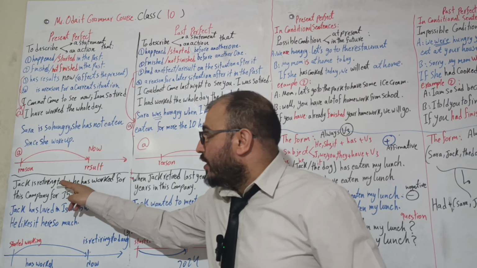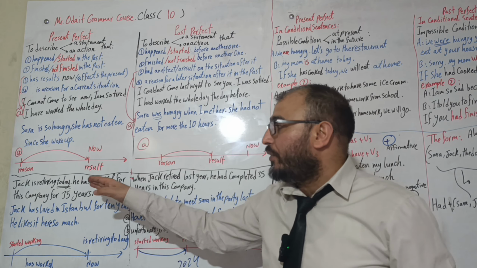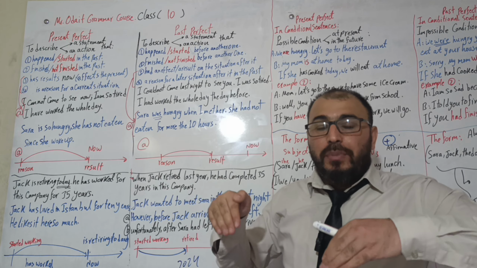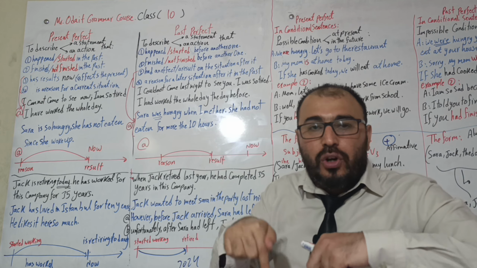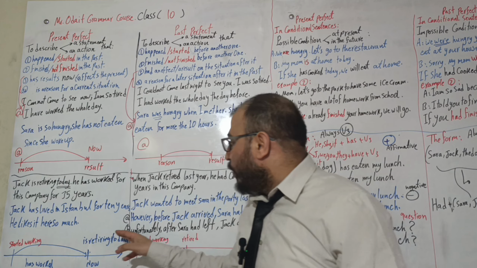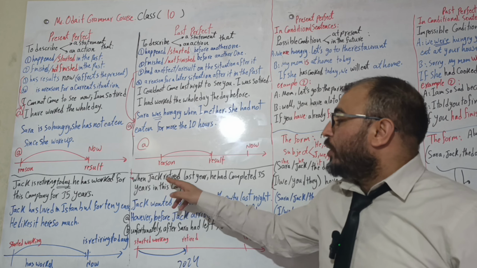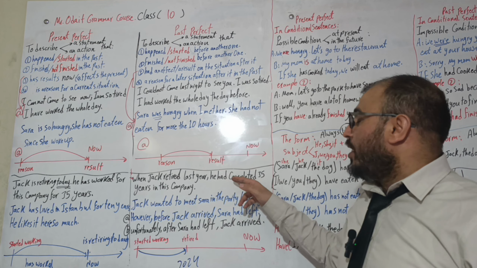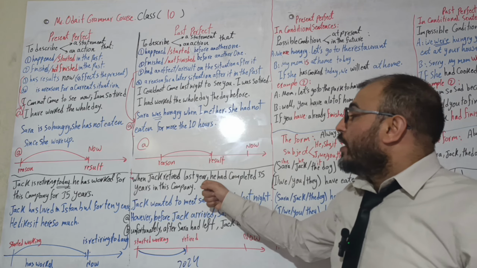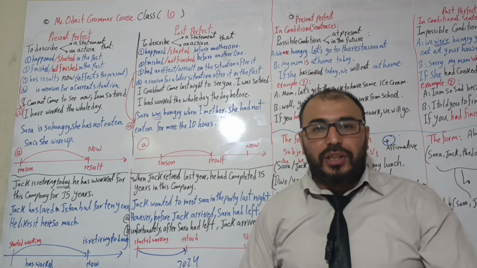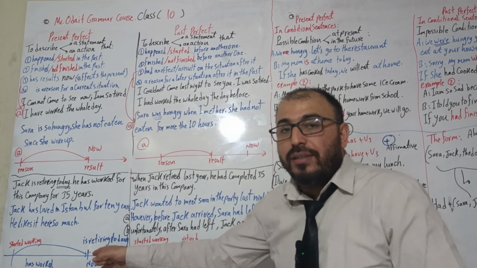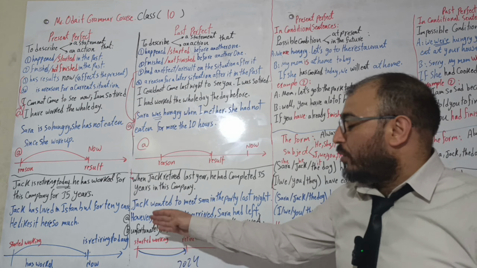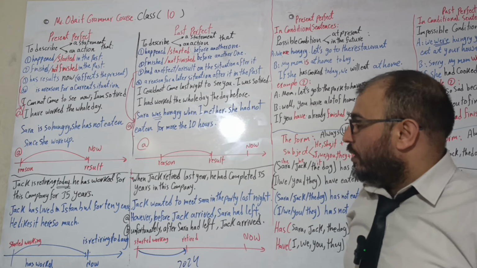Here, Jack is retiring today. He has worked for the company for 35 years. It means Jack today is at work, and today his job is going to be finished. But when I say, when Jack retired last year, he had completed, so Jack is not working today. Why? Because his retirement, which is the result, happened before the reason or the situation, the past perfect.